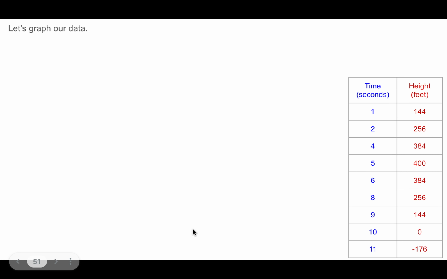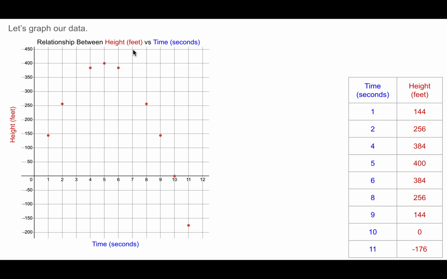Now let's graph our data. I put the table over here to help. So here I am graphing it. I have my title of my graph, relationship between height in feet versus time in seconds. The independent variable, which is my x, is my time in seconds. My dependent variable, or y, right here, is the height in feet.